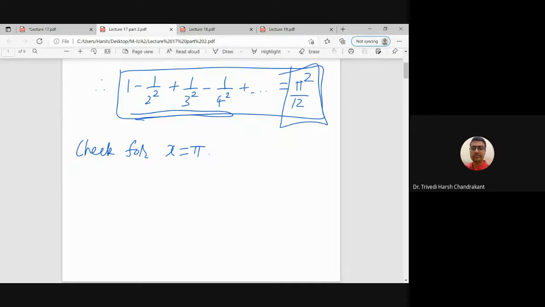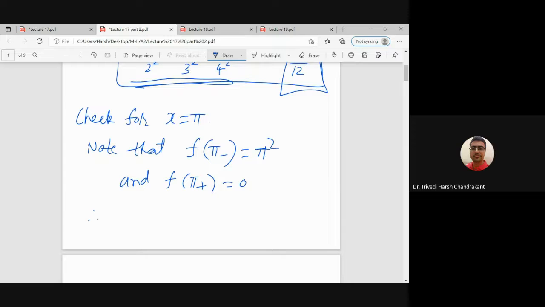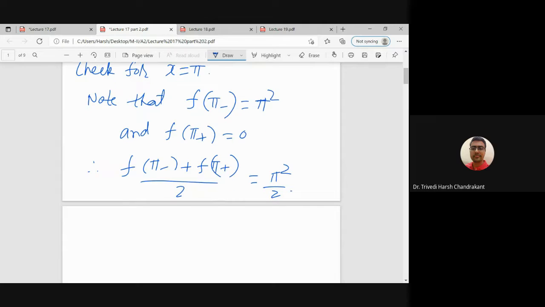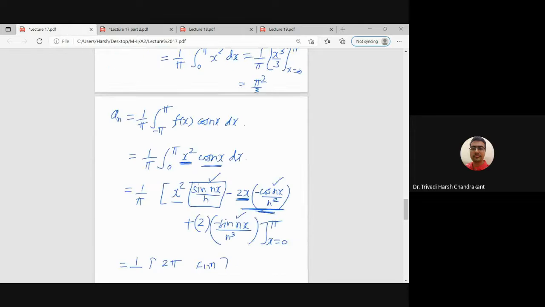Just let me write down that. So note that the left limit at pi will be pi square, and the right limit will be 0. So that means the average value will be pi square by 2. So from the theorem, what we get is this average value, which will be the value of the series at x equals to pi. And we already found the Fourier series.